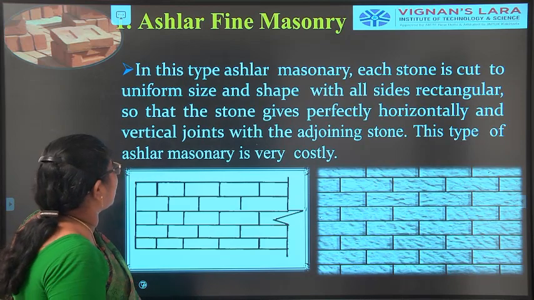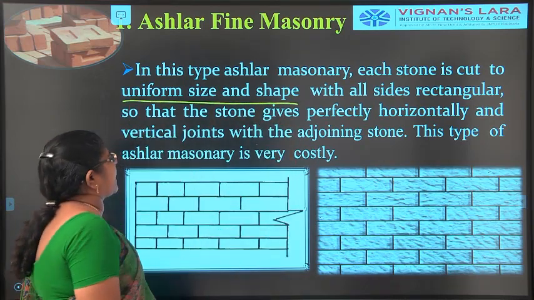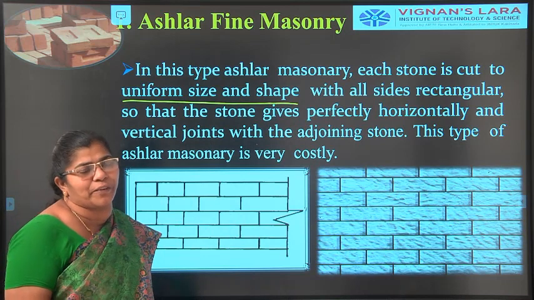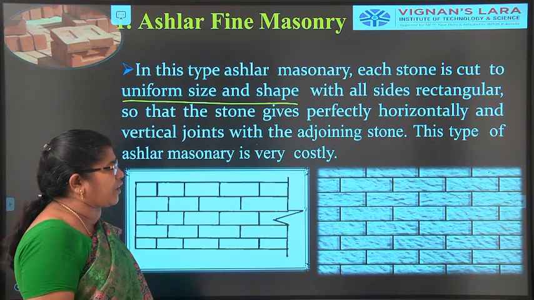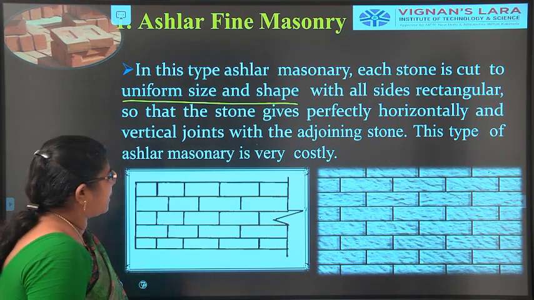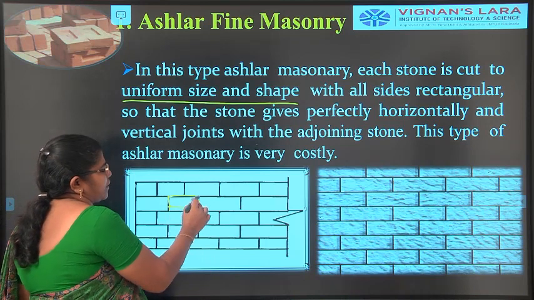Each stone is cut into uniform size and shape with all sides rectangular, so that the stones give perfectly horizontal and vertical joints with the adjoining stones. You can see here it is all of uniform size.